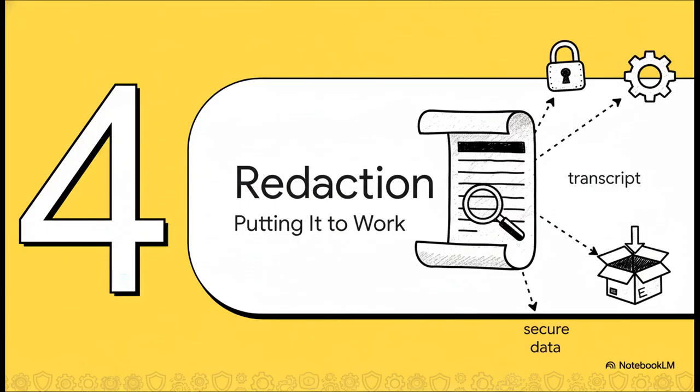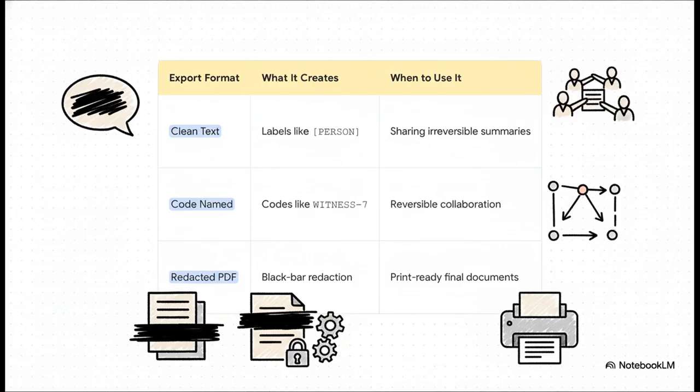All right, so we've established that your data is secure. Now for the fun part. What can you actually do with your newly protected transcript? Let's take a look at how you can put all these redactions to work. You get 3 really powerful ways to export your document. First, you can create clean text. This replaces names with generic labels like person, which is perfect if you just want to share a readable summary. Then there's code named, which assigns consistent codes like witness 7. This is fantastic for collaboration because you can actually reverse it later if you have the key. And finally, of course, you have the classic redacted PDF with the black bars for those final print-ready documents.